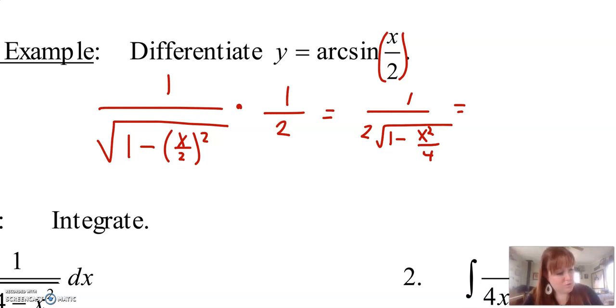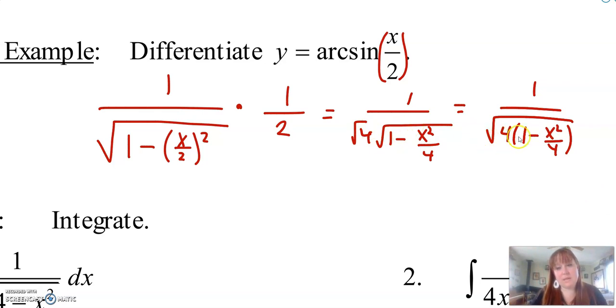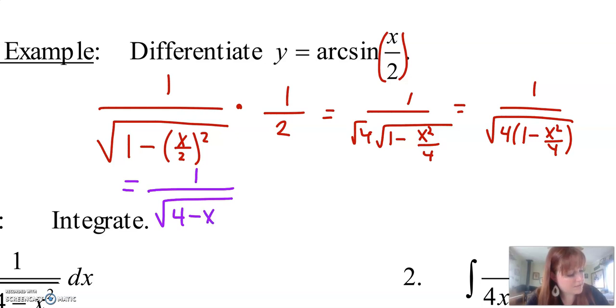So we know that 2 is the same as the square root of 4. So I could rewrite this as 1 over the square root of 4 times 1 minus x squared over 4, because when I have two square roots like that, I can combine them together, multiply inside. Okay, and so then once I have that, then I have 1 over the square root of 4 minus x squared, because 4 times that and 4 times that. Okay, so the derivative of this is this.